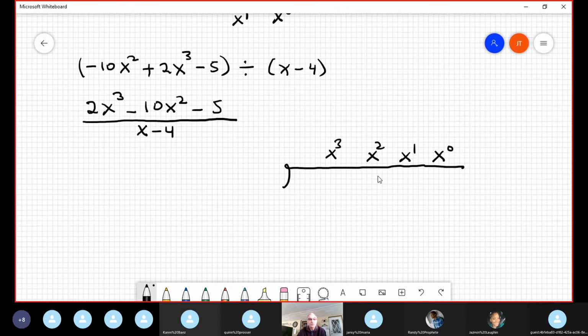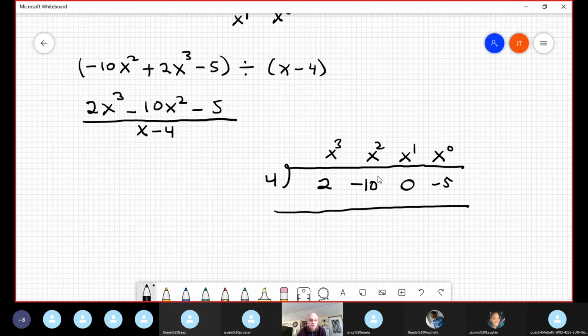I know that I start with x to the third because it's the leading coefficient, the highest exponent. So the polynomial on top is degree 3, no? Then I put here 4, but positive 4, because it's the opposite sign. And the coefficients are 2, negative 10, x to the 1, now is 0, and this is negative 5. Okay? And this is my problem.